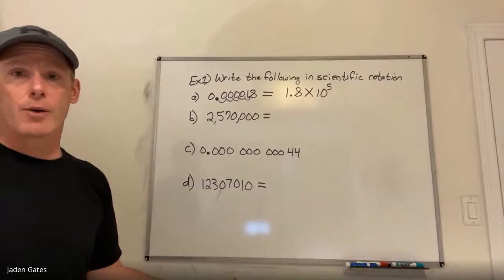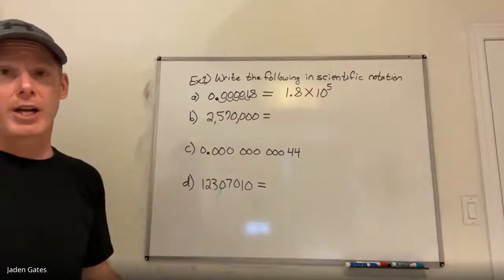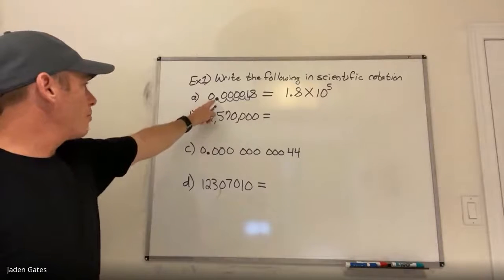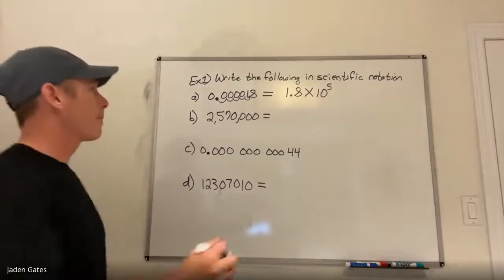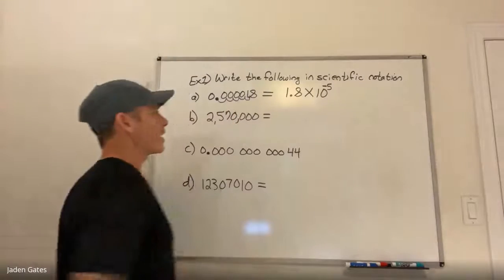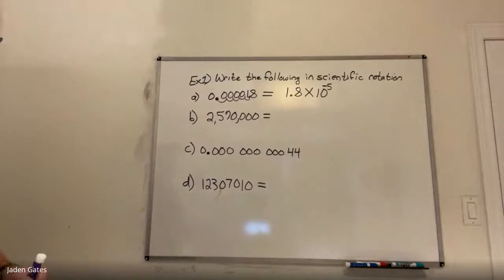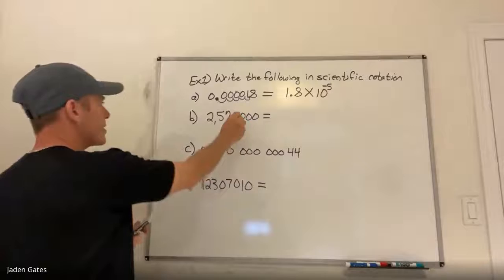Then I look, is it a small number or is it a big number? Because that's going to decide whether that exponent is going to be positive or negative. And if I have 0.000018, that's definitely lower than 1. So it's a negative 5.